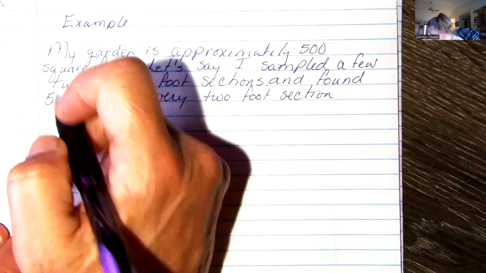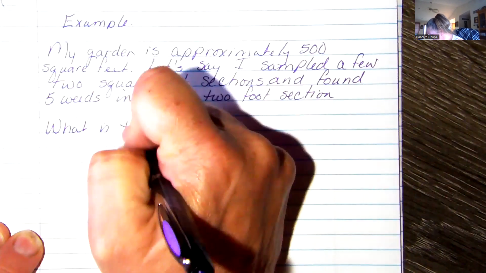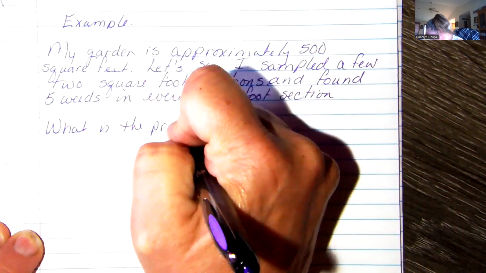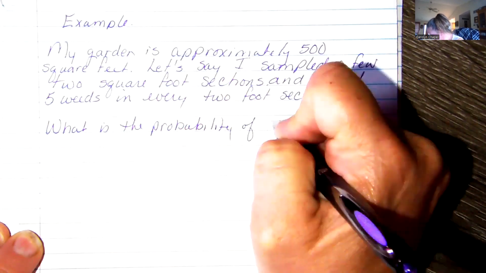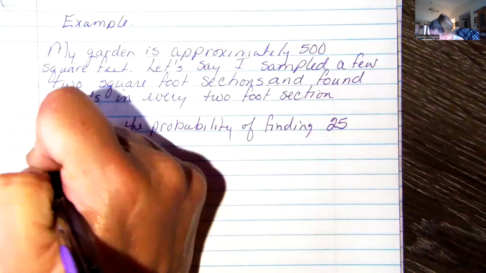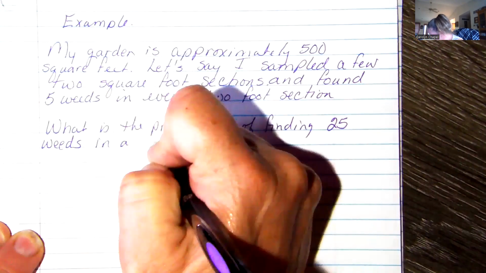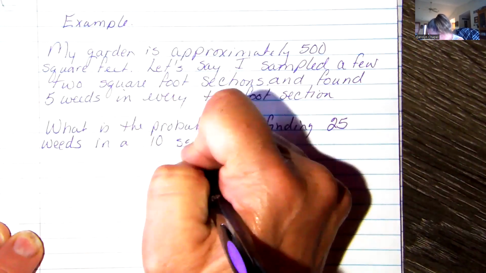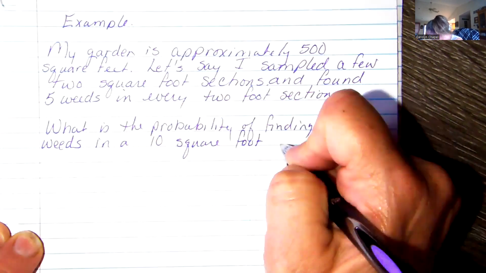And what I want to do is find the probability of finding 25 weeds in a 10 square foot section.